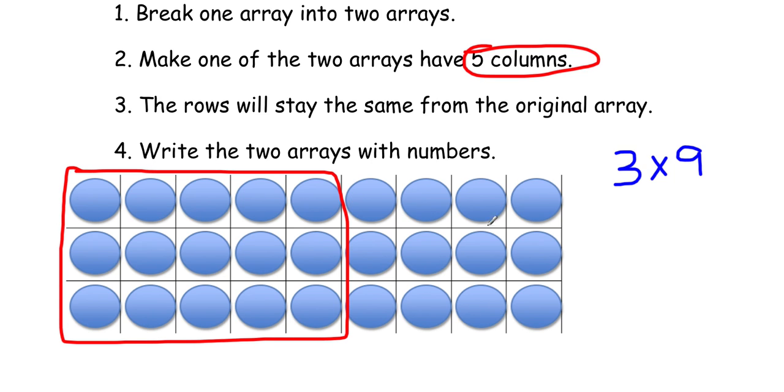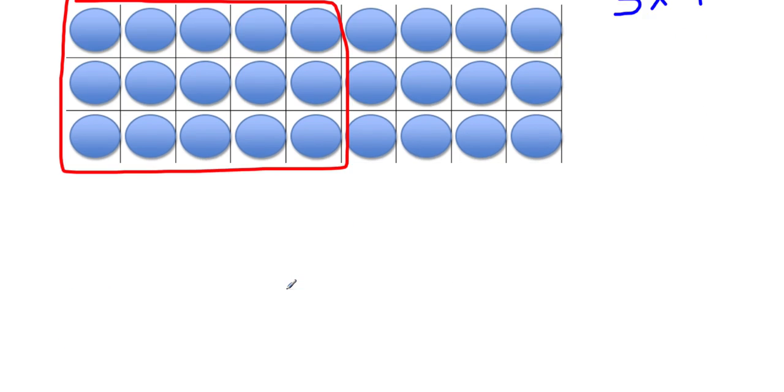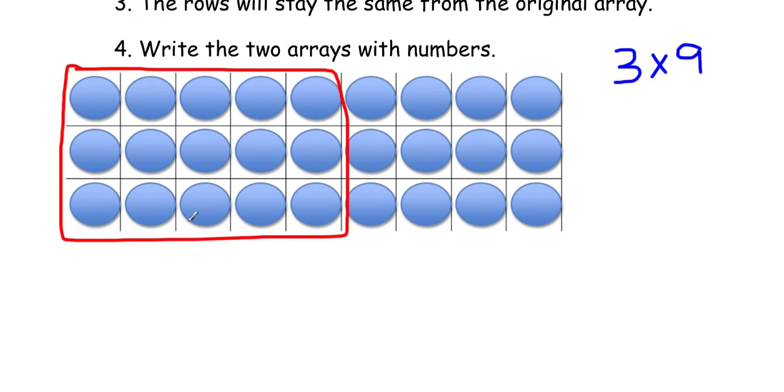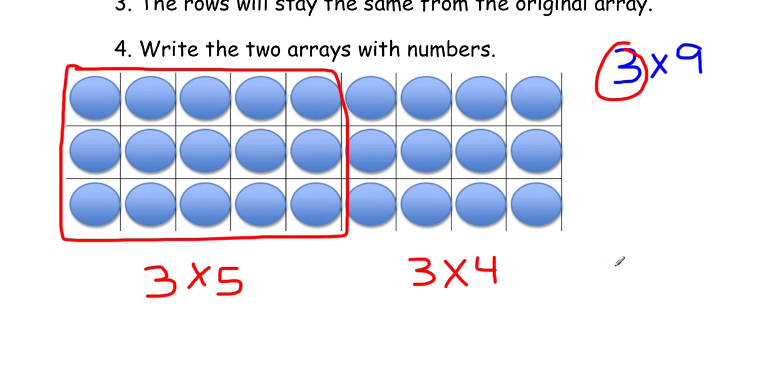And now let's write our two arrays with our numbers. So what is this array going to be? How many rows? It's also the original amount. We're going to keep that. So we should have 3 by how many columns? Yeah, 5. That was our rule, right? Make it have 5. And so what's left over? 1, 2, 3 by how many? 1, 2, 3, 4. So this array got broke down into 3 by 5 and 3 by 4.